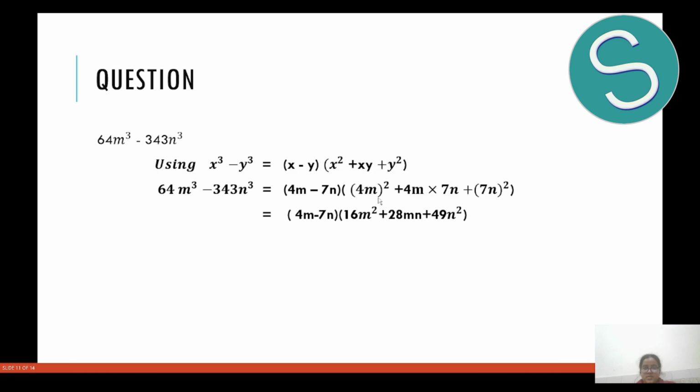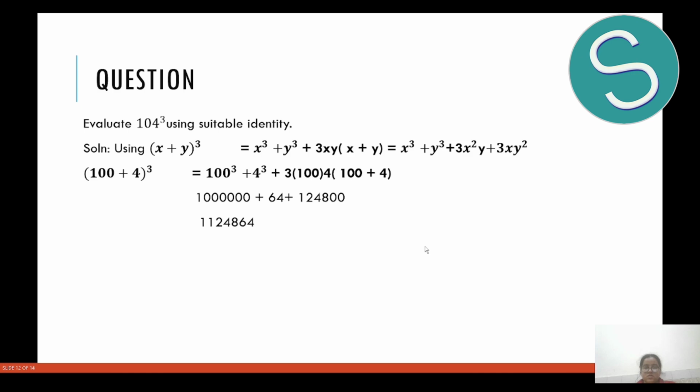x square is 4m whole square, that is 16m square. xy is 4m into 7n, that is 28mn, plus y square, that is 49n square. So we can factorize 64m cube minus 343n cube as (4m minus 7n) into (16m square plus 28mn plus 49n square).